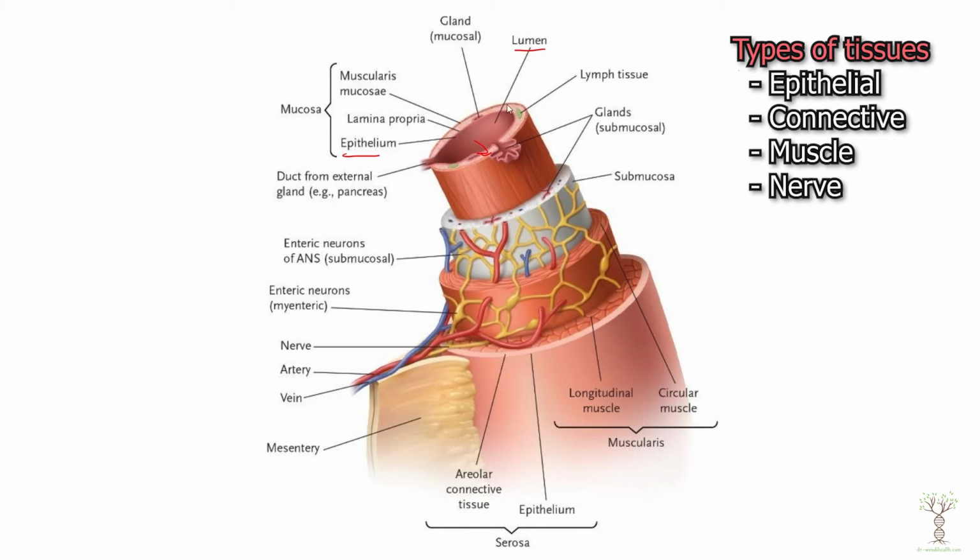Surrounding the epithelium is loose connective tissue, which we call the lamina propria, and it contains lymphatic tissue and some blood vessels. This is where absorption is going to occur. Fats will be absorbed into the lymphatic tissue, and other nutrients are absorbed into the blood. In this mucosal layer, we also have glands that secrete substances into the lumen to help digestion. So the mucosal layer is the innermost layer.